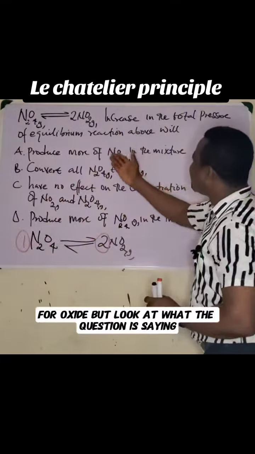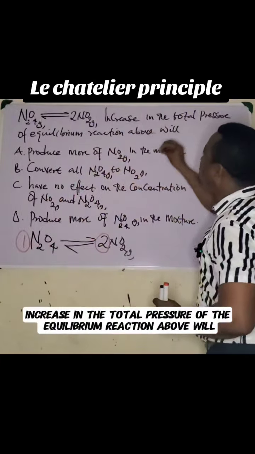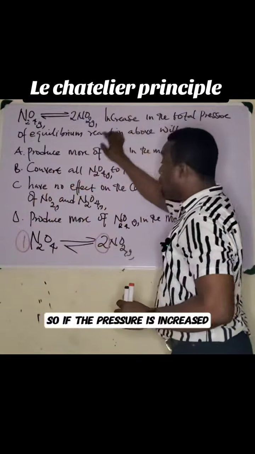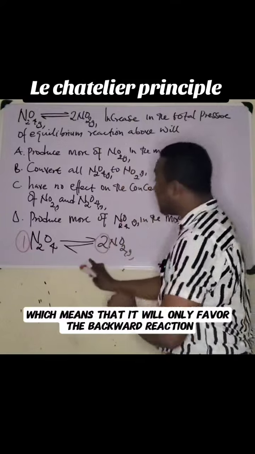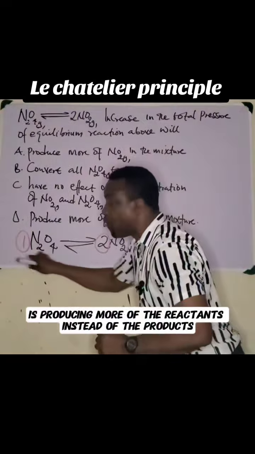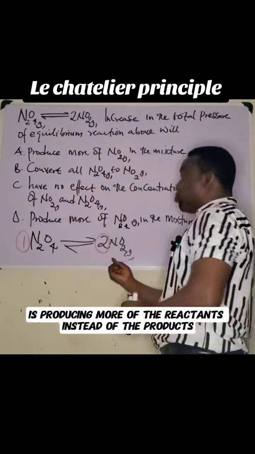But look at what the question is saying. Increase in the total pressure of the equilibrium reaction above will. So if the pressure is increased, it will only favor the backward reaction. And the backward reaction here is producing more of the reactants instead of the products.